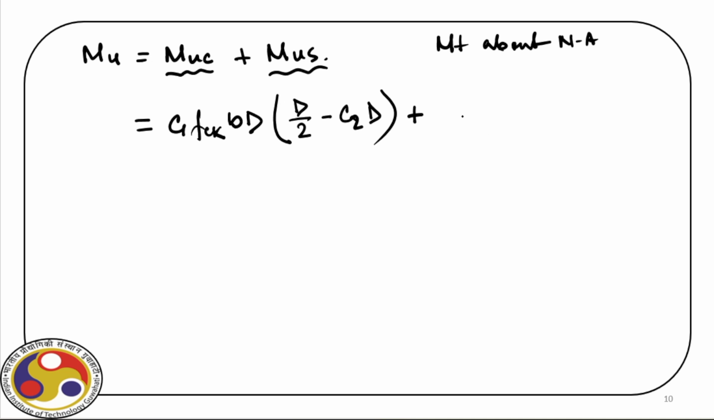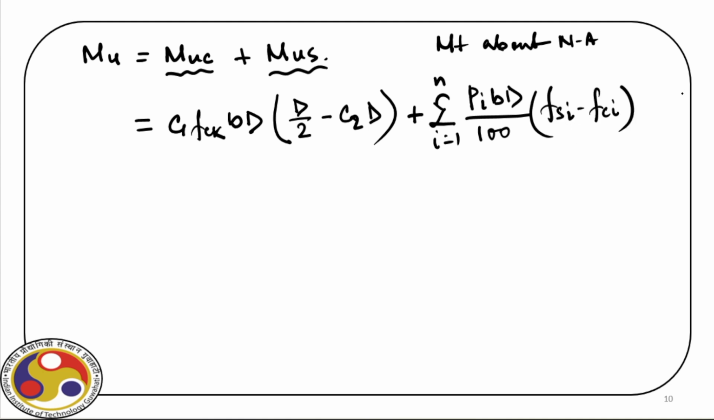Plus, we'll have the contribution from steel. So we have i equal to 1 to n, Pi times BD divided by 100, times (fsi minus fci), times the location of the ith steel, which is Yi. This we know because we propose the location of the steel, so we know what the Yi is.